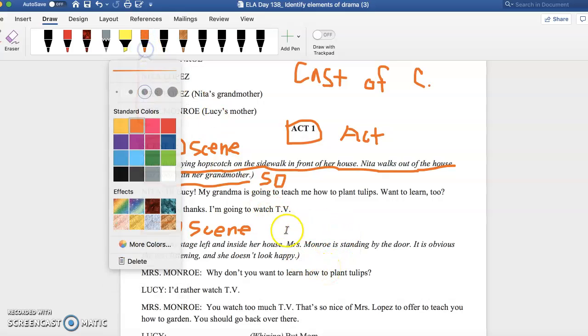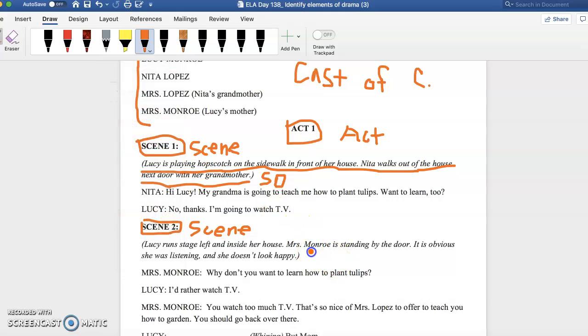So we have our stage directions. All right. So we know that Lucy is going inside the house, and her mother is standing by the door, and it's obvious she was listening. She doesn't look happy. So Mrs. Monroe, her mom, is not happy. So the actor who's playing Mrs. Monroe knows how to feel and how to look at this point. She knows that she needs to look pretty angry, right? Let's go ahead and begin.